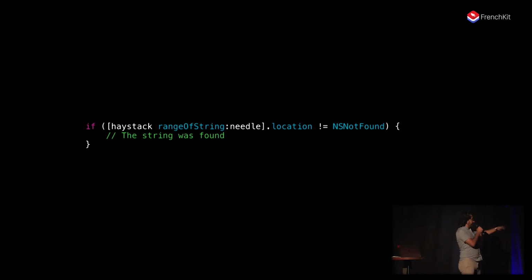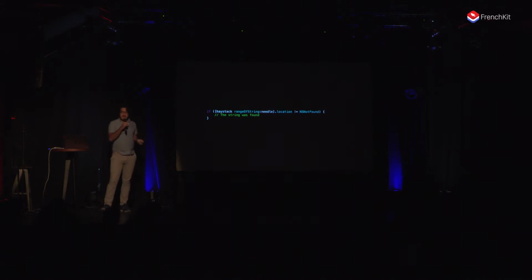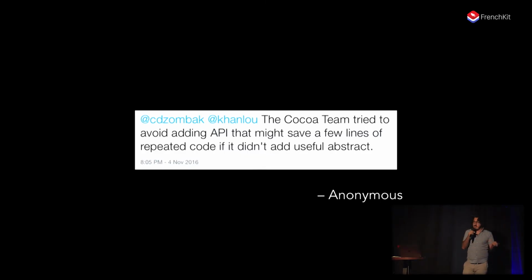Now, I don't know about you, but I think this code is terrible. It's impossible to read. There's a double negative, so it's not equal to not found, which I think is really tough to parse. And when I asked one of my friends, why does Apple make us write code like this? It could be nicer. It could be so much easier if we had a method like contains string.